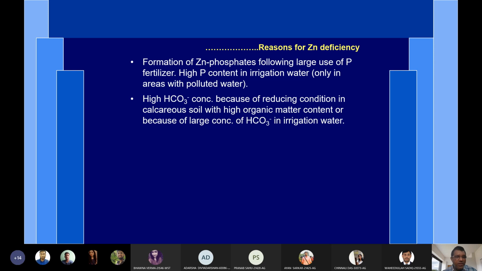High bicarbonate concentration because of reducing condition in calcareous soils. In calcareous soil, you have calcium carbonate. So you may have high levels of bicarbonate also with high organic matter content, or because of large concentration of bicarbonate in irrigation water. Under these conditions, zinc availability will decrease.